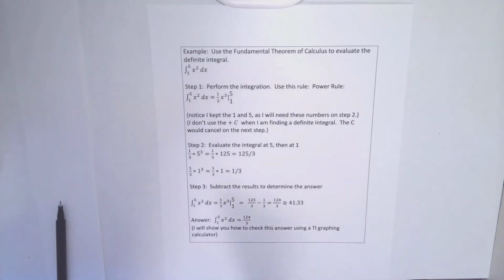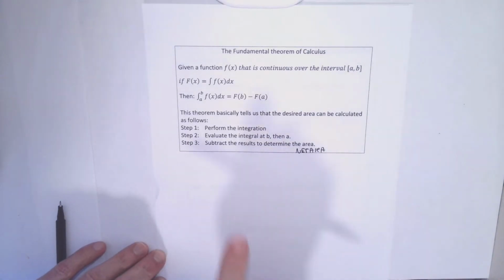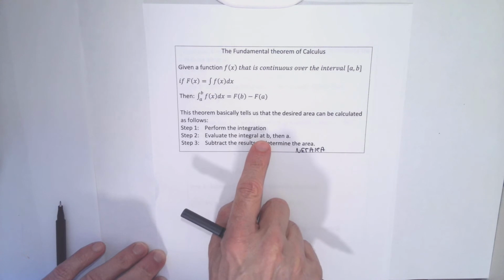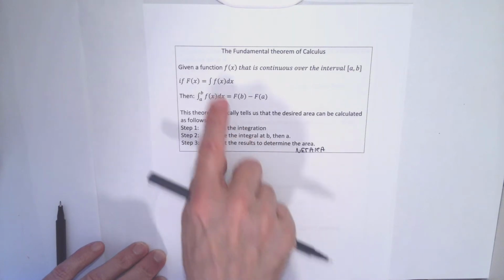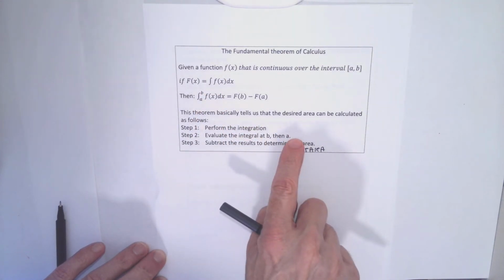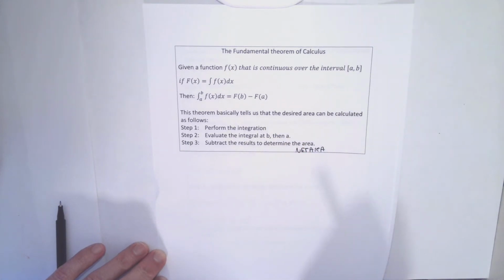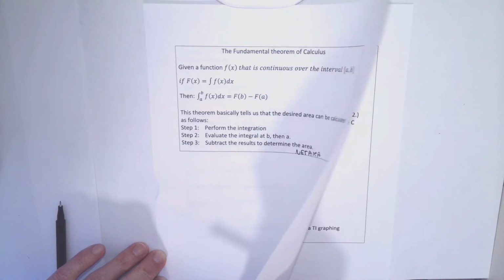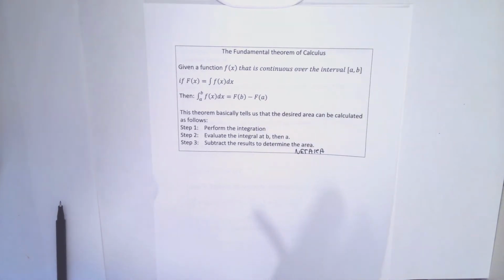Well, first I find the integral. So it comes in steps. To calculate the area using the fundamental theorem of calculus, first I perform the integration, then I evaluate the integral at the top number and then at the bottom number, and I subtract those results. That will give me the area. If the entire graph is above the x-axis, it's the total area. If the graph is half beneath the axis and above the x-axis, it gives me a net area.